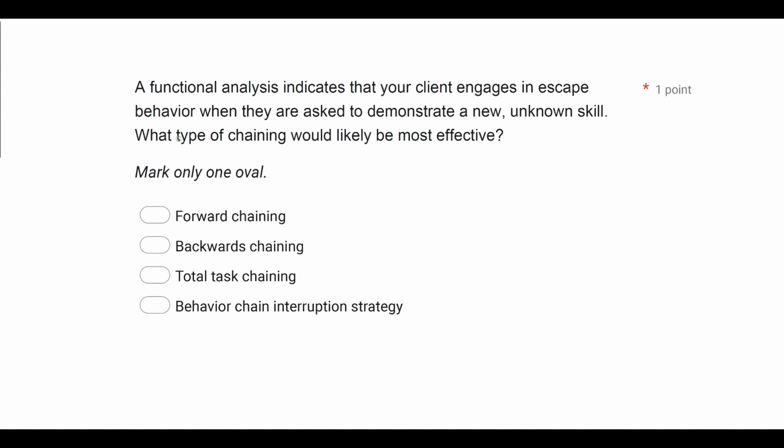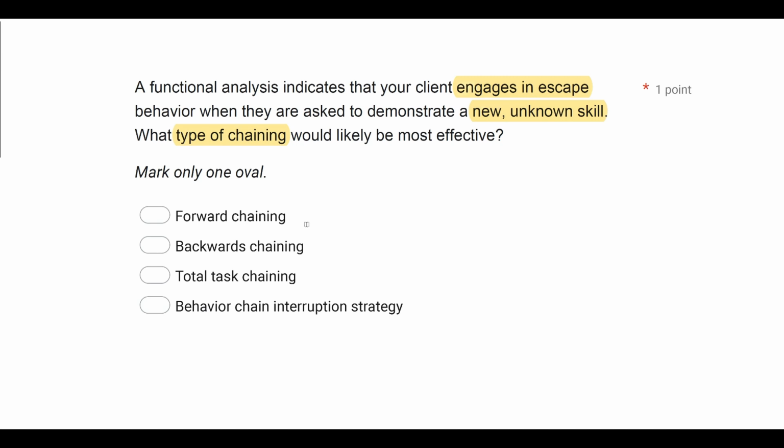So here, we're clearly using some type of behavior chaining. And what we know about the client is that they engage in escape behavior when asked to demonstrate a new unknown skill. So think about what that might look like with a forward chain. With a forward chain, the goal is to teach the first step first and go from there. If your client is going to engage in escape when asked to do that first step, that might be extremely difficult to even get through one step.